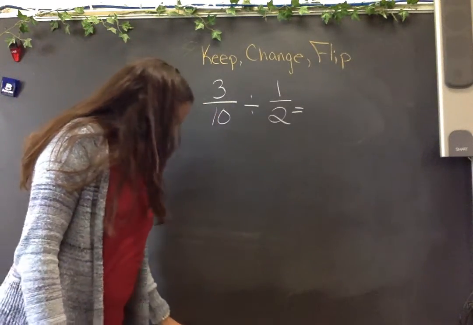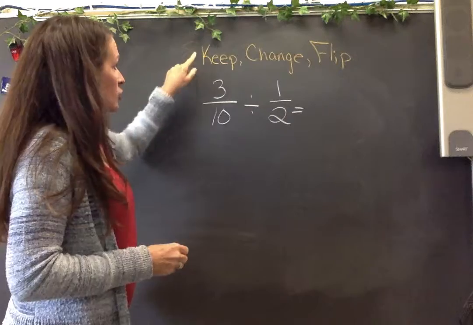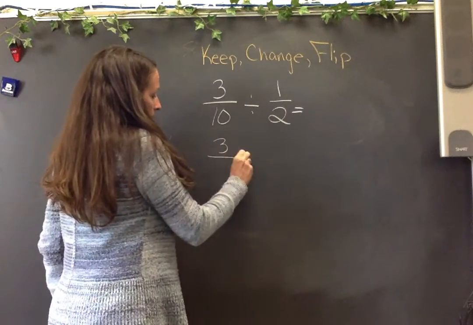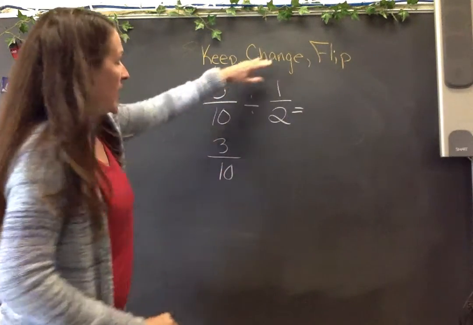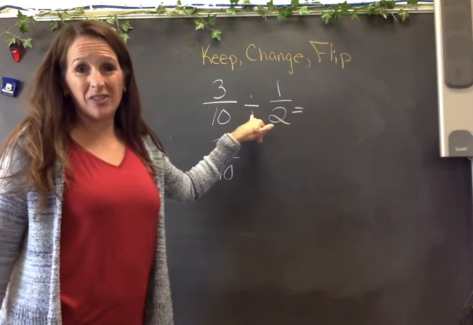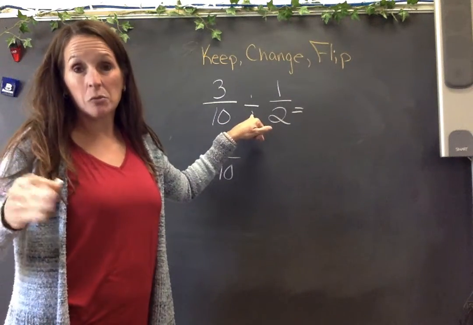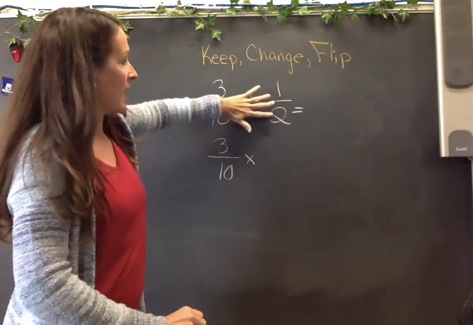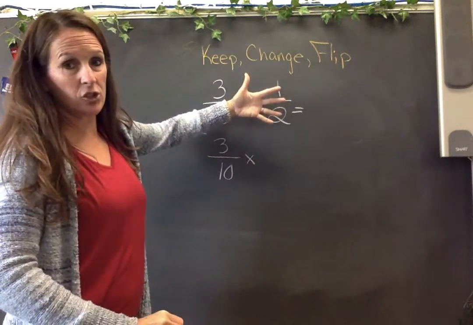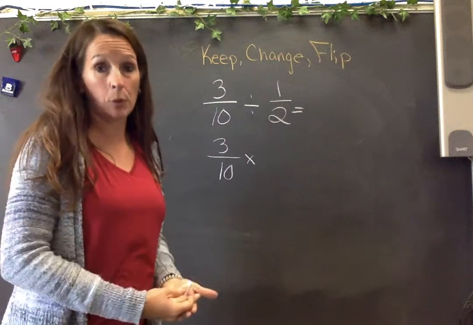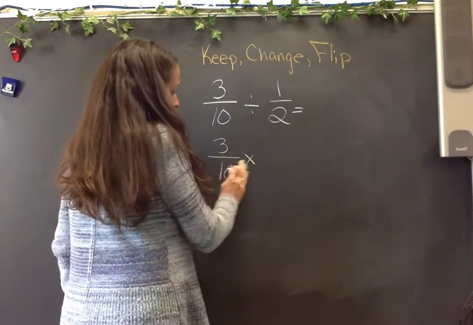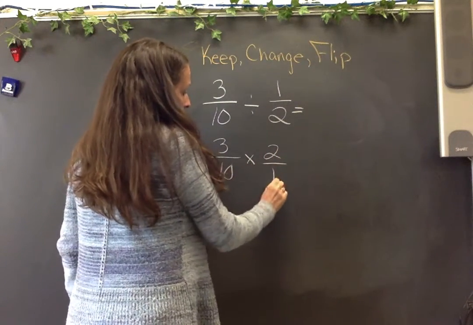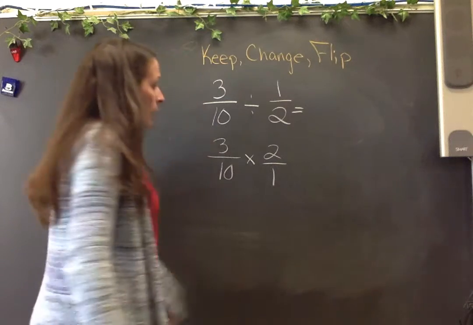So keep. I keep my first fraction. I don't change it. So keep, change. We don't ever divide fractions. We don't like division. So I'm going to change it to multiplication. So keep, change. And then I flip this fraction, or I write down the reciprocal of this fraction. Keep, change, flip.